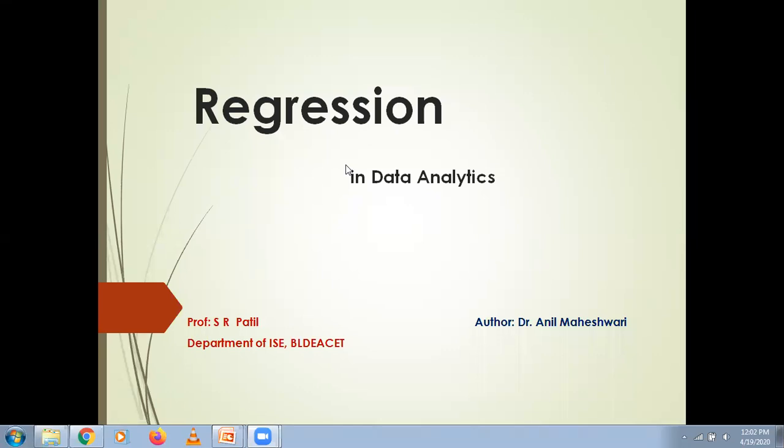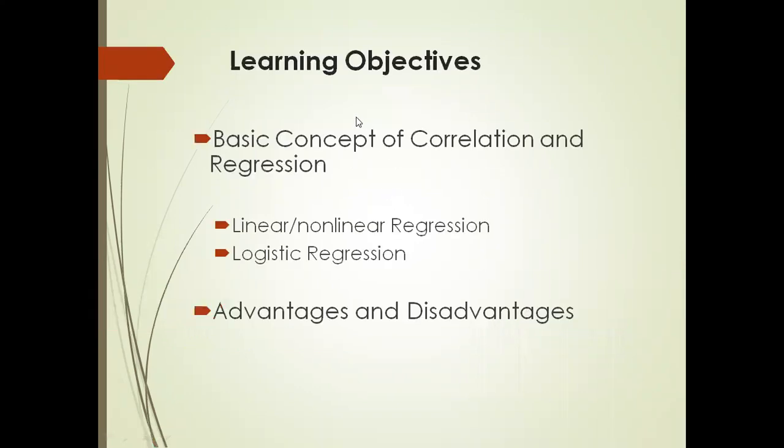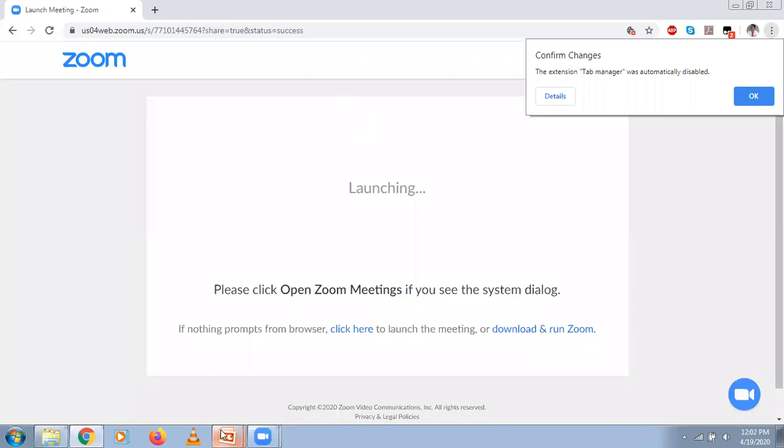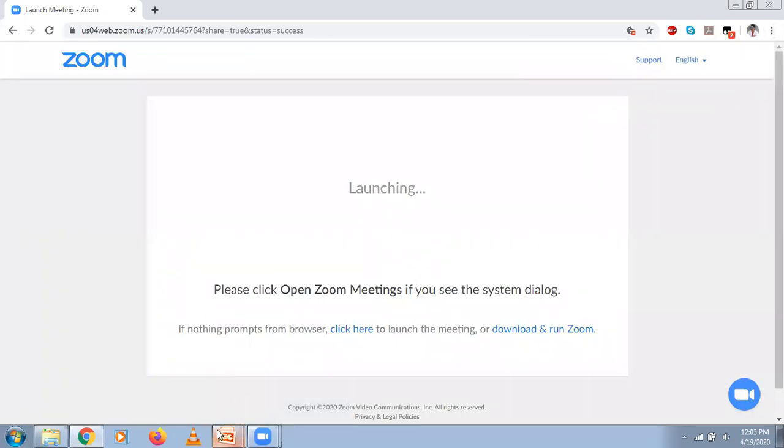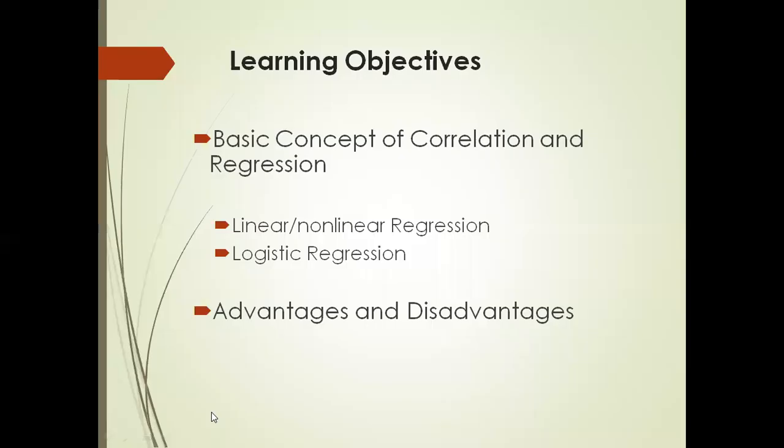So in today's lecture, I'm going to teach you the regression concept in data analytics. These are the learning objectives which we are going to see. The learning objectives are basic concepts of correlation and regression. In this, we are going to see what is linear and what is non-linear regression, then logistic regression, then one simple example on the regression topic, then advantages and disadvantages of regression. So these are the points which I'm going to cover.